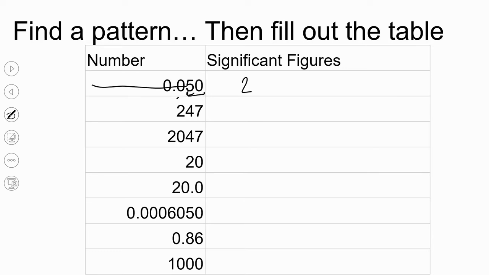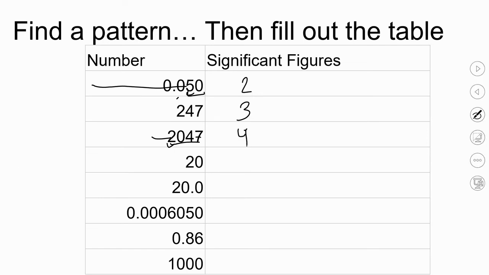Okay. How about this one? Good, 3. All non-zero digits are significant. Good. How about this one? It has 4. That 0 is sandwiched in between non-zero digits. So 1, 2, 3, 4. All of these are significant. So we've got 4.